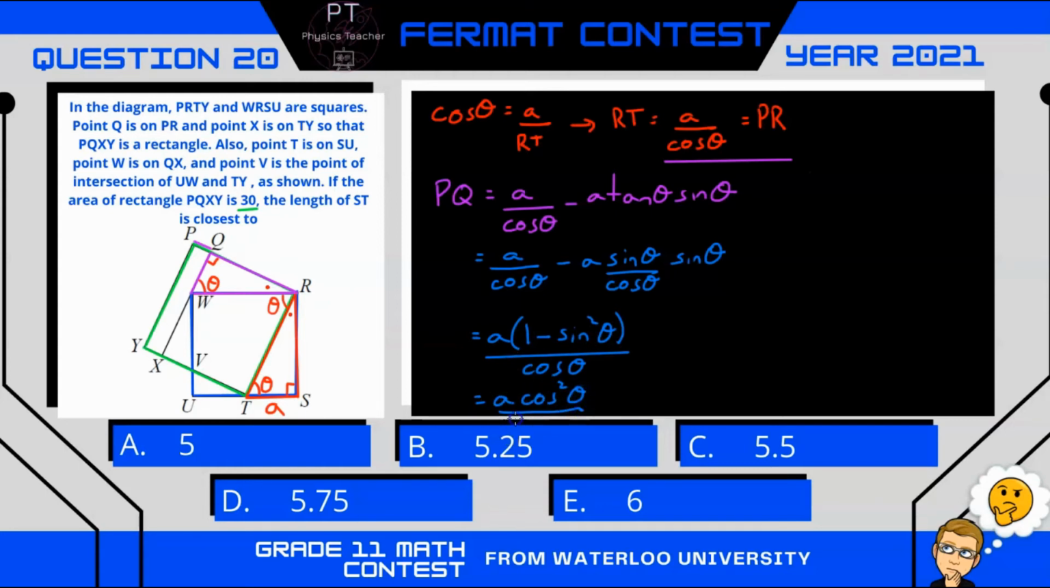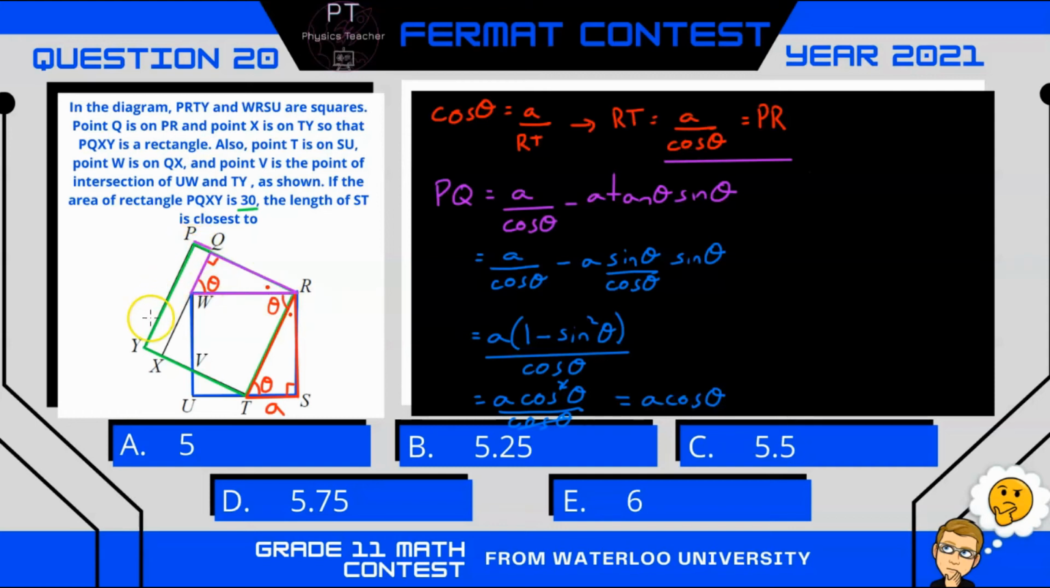And if we divide that by cos theta, we can cancel one of the cos thetas. And we can only do that because we know it's not going to be 0, because theta is going to be somewhere between 0 and 90 degrees. It's not 0 or 90 degrees. So PQ is then A cos theta.